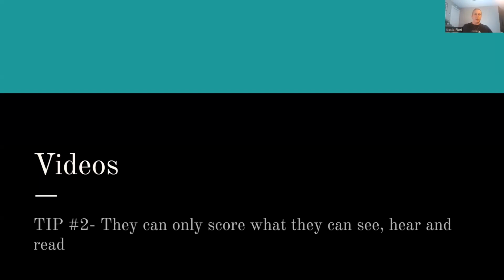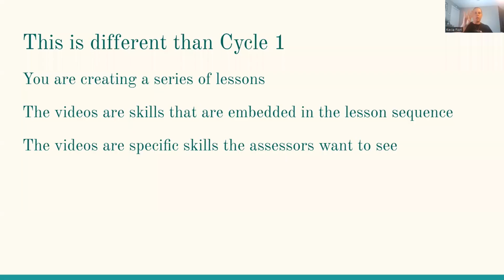Okay, so the videos, just like cycle 1, they cannot score something that they cannot see, hear, or read. So what you show them, what you write and tell them, that is what they're going to see. They're not going to try to interpret anything. They're not going to try to guess what you mean. You need to be explicit and clear in your annotations, and what you're annotating needs to be explicit and clear in the videos. There are 4 videos at the beginning.